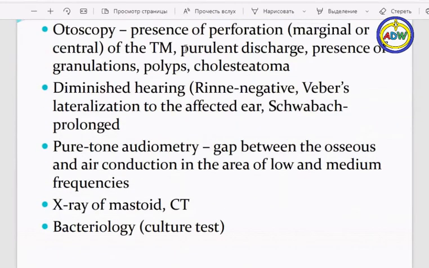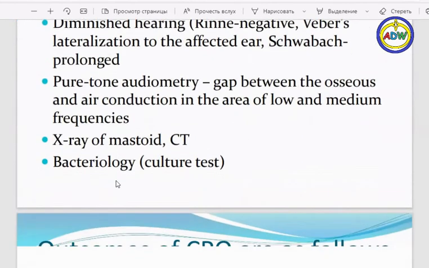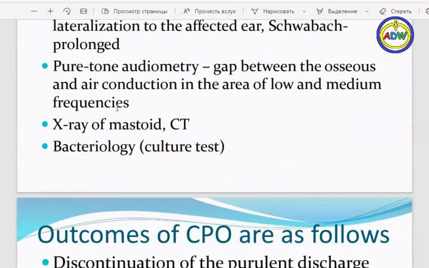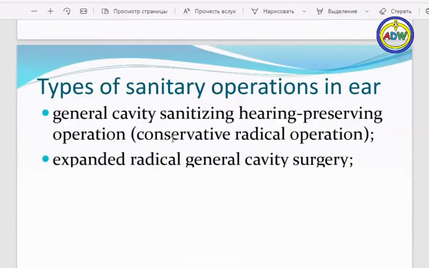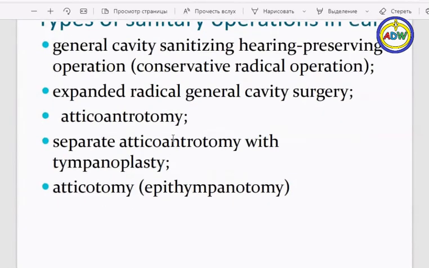Otoscopy: the presence of perforation, marginal or central, of the tympanic membrane, purulent discharge, presence of granulations, polyps, cholesteatoma, diminished hearing. Yes, pure tone audiometry: there will be a gap between bone and air conduction in the area of low and medium frequencies. X-ray of the mastoid, CT, bacteriology culture test. Outcomes, okay, you can read.